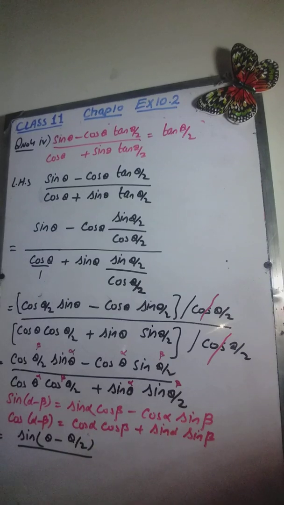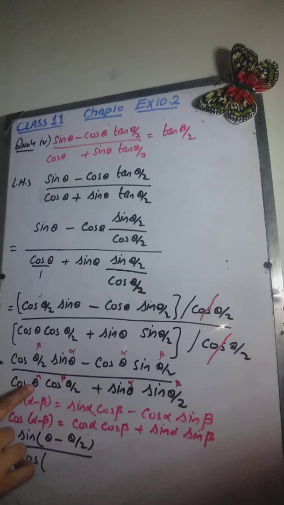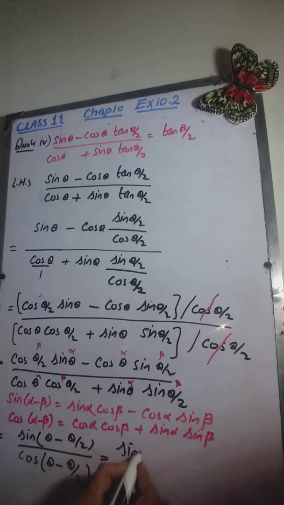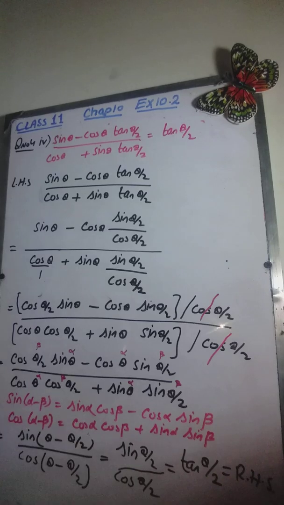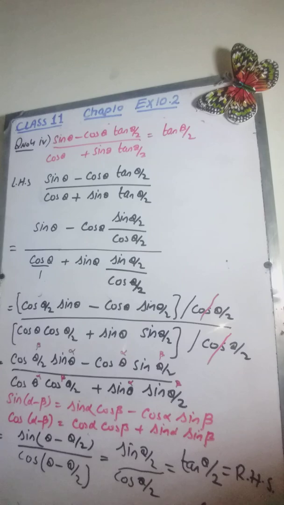So this expression will be equal to cos of alpha minus beta, and this is equal to theta minus theta by 2, which will be equal to theta by 2. So sine of theta by 2 over cos of theta minus theta by 2. By taking the LCM, this is going to be 2 theta minus theta, which is equal to theta. So we are going to get tangent theta by 2, which is equal to the right hand side. So this completes the proof of the given identity.